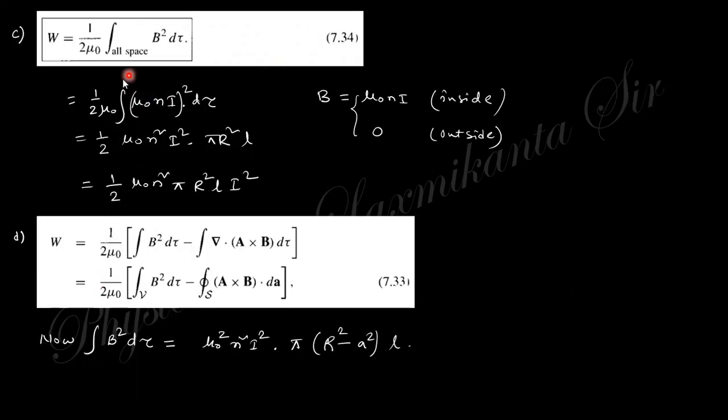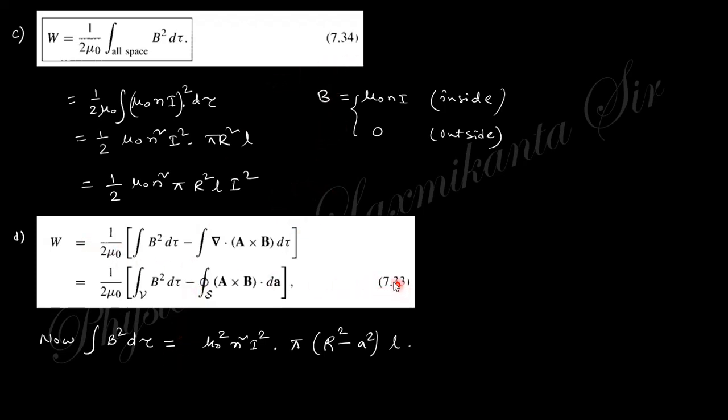And the third expression is 1 by 2 mu naught integral over all space of B squared d tau. You know, in the case of a solenoid, inside the field is mu naught n I and outside it is 0. So this will be mu naught n I squared d tau, and d tau is the volume, so the total volume is pi r squared L. So this will be the expression. This also matches the previous one.